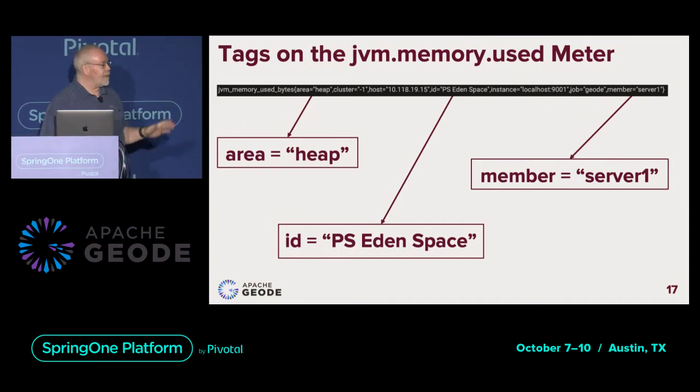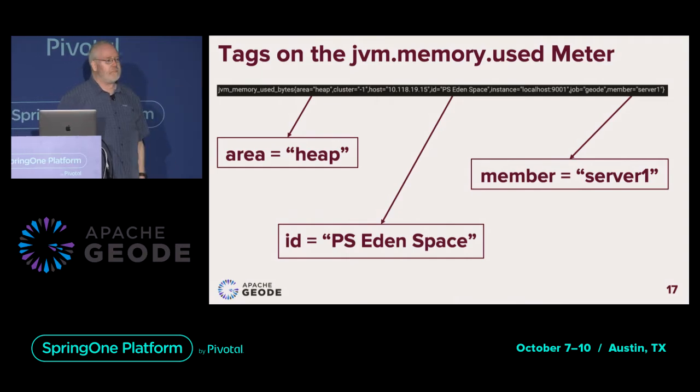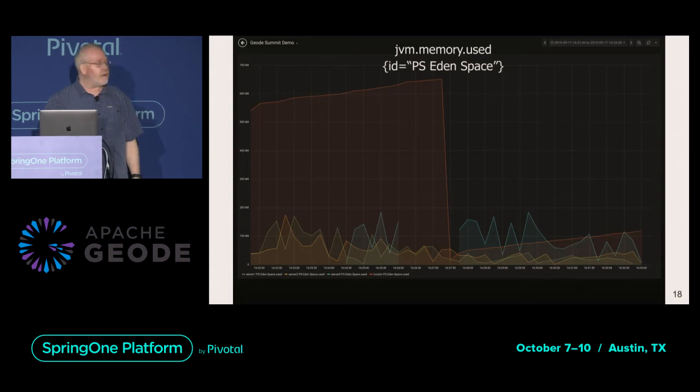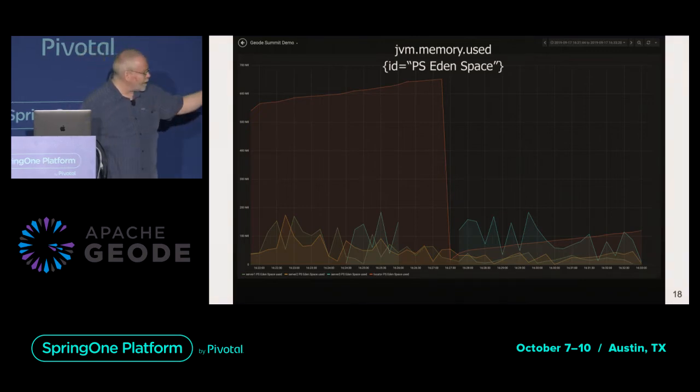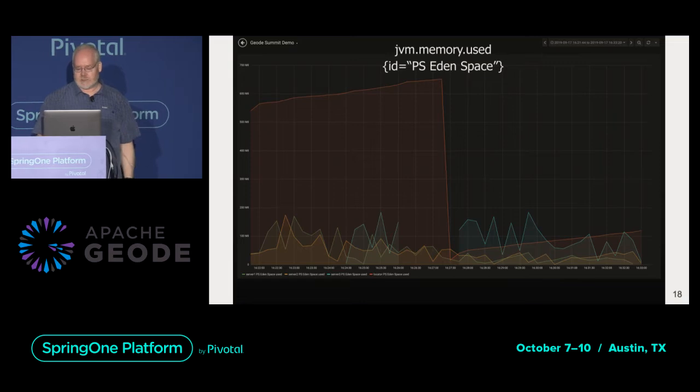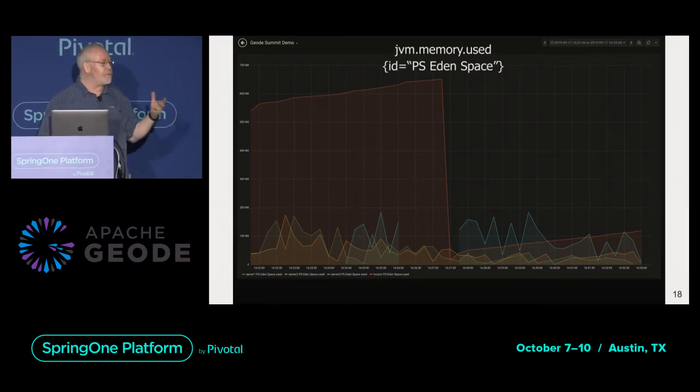So with this information, we can now select, we could say, for example, show me what's going on in the memory on server 1. We could say, show me what's going on in the memory, all the heap across all my system. What I'm going to do just arbitrarily is say, let's look at what's happening in Eden space on all of our members. And now we're back down to a much more tractable graph. This is showing what's happening on the locator and on the 3 servers in the Eden space memory. And which tags you use to select and filter your graph depends on what problem you're trying to solve and what question you're trying to answer.